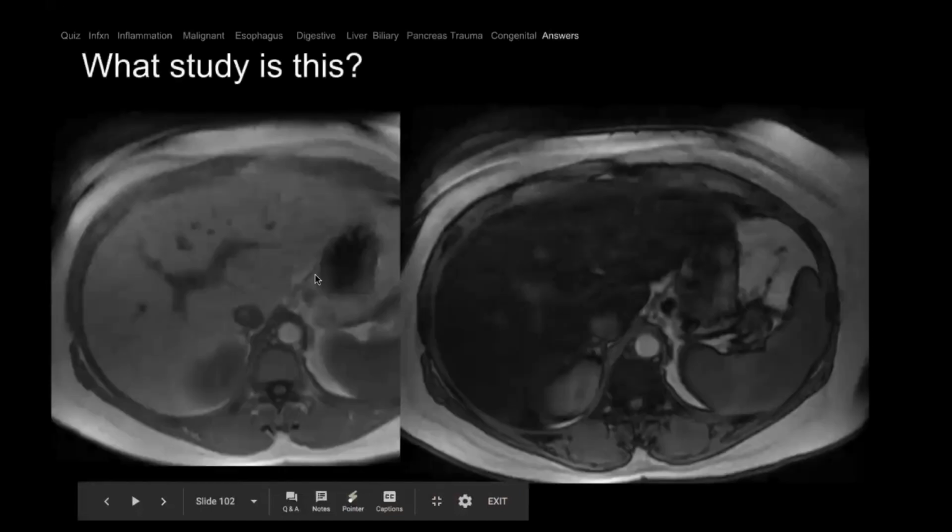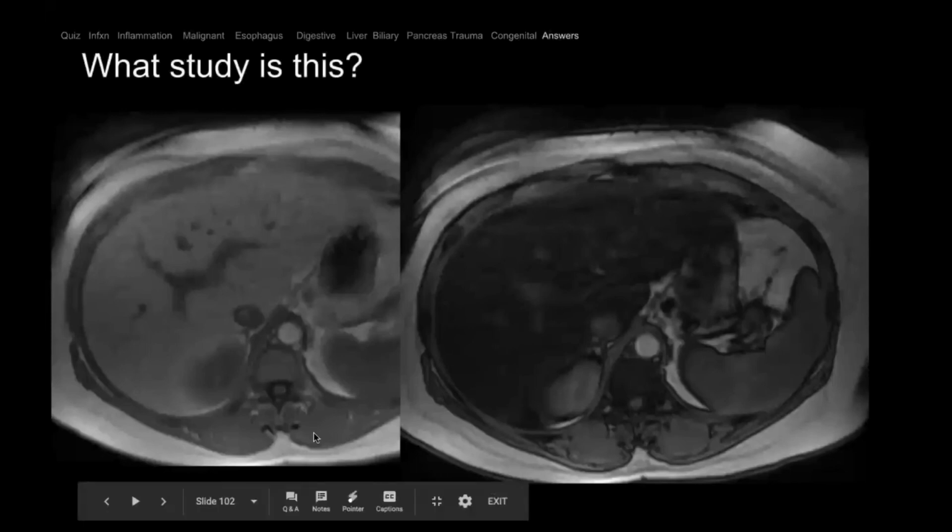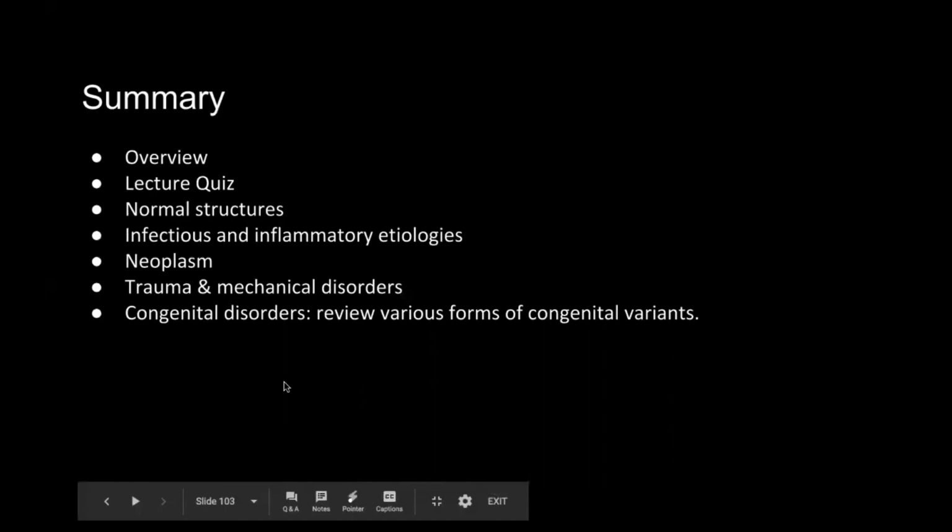This is an MRI, and this is in phase, out of phase. So MRI has the capacity to quantify fat in the liver, and it can be used to monitor treatment for patients with hepatic steatosis. So this is what we did.